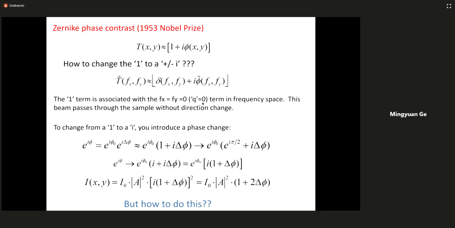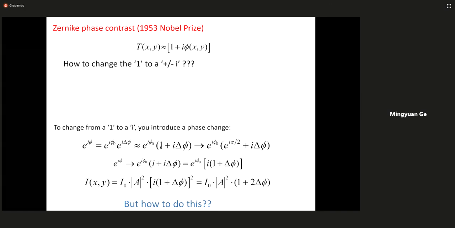To change to i, effectively we change the 1 to e to the i pi over two, because this term equals i. What does that mean? It means this is a component that passes through the material without any deflection. So we multiply by another phase factor, pi over two, which means we need to shift the phase of this beam by pi over two. That gives these sensitivities, right? But how do we change the phase for this component only?